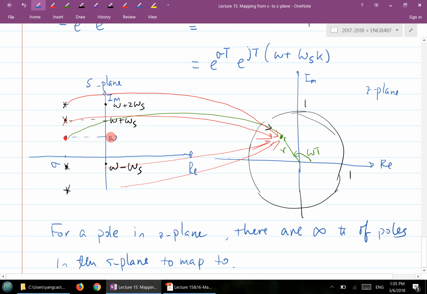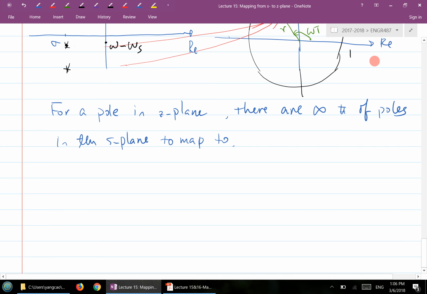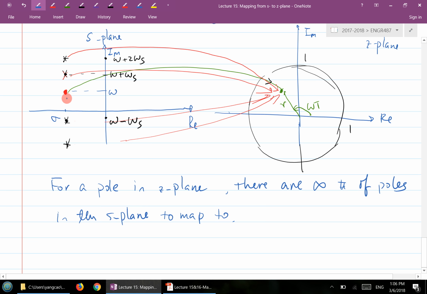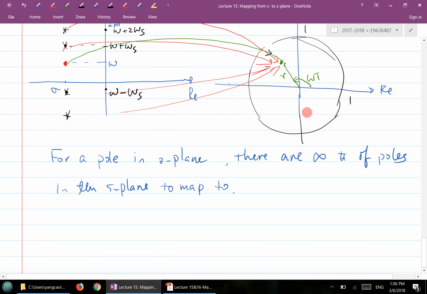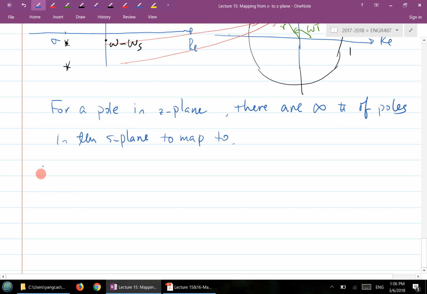The other thing to observe here is that there are an infinite number of poles, and they are separated by omega s along the imaginary axis. It's not arbitrary. It has to be separated by omega s. So that brings us naturally to the next question. Since there are so many, it's like a repeating pattern, so we probably don't really need to look at all of these poles.